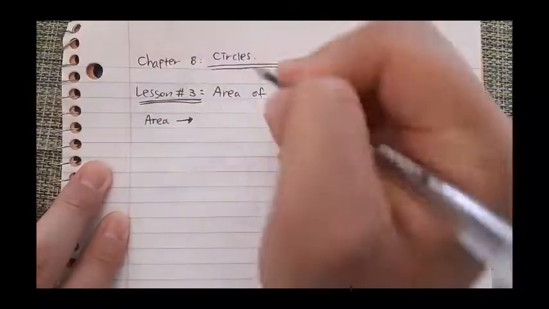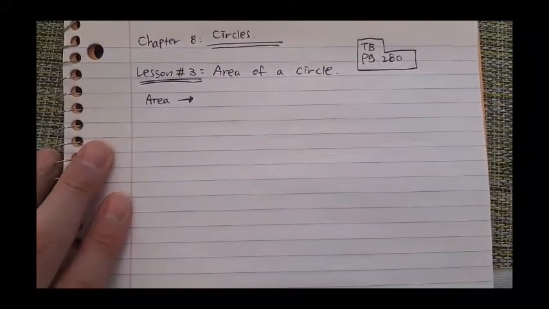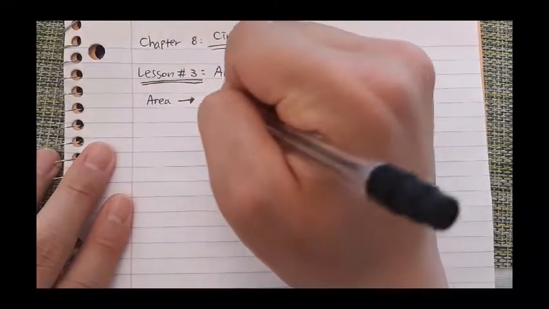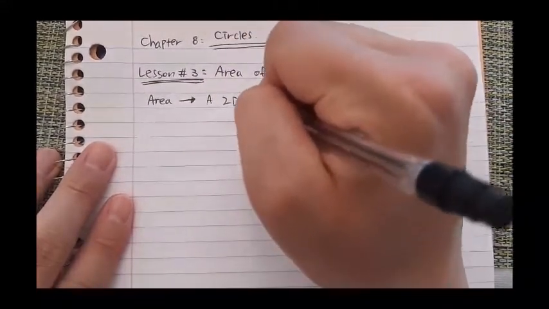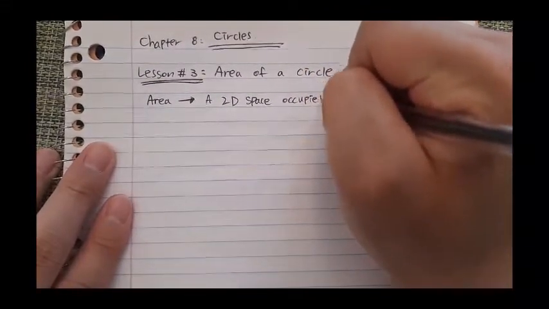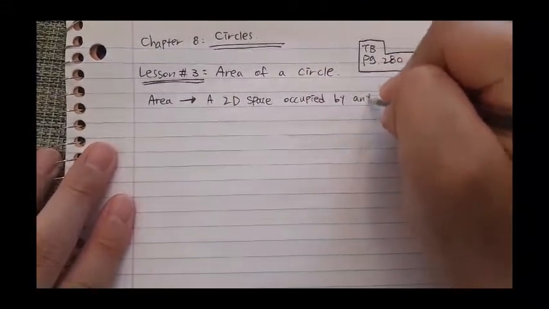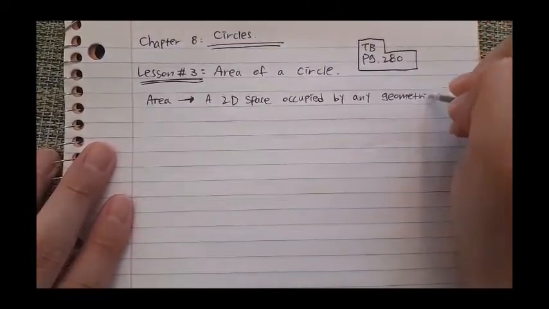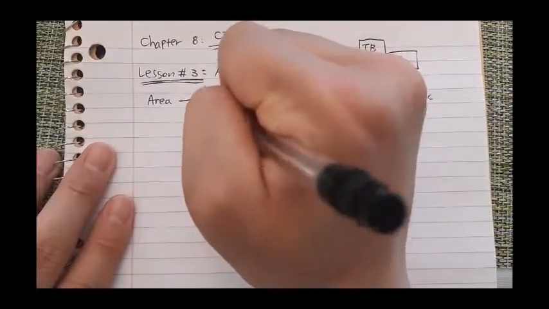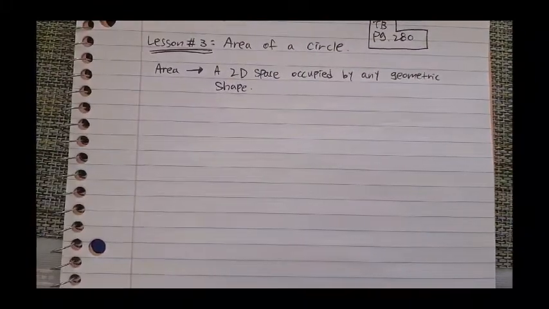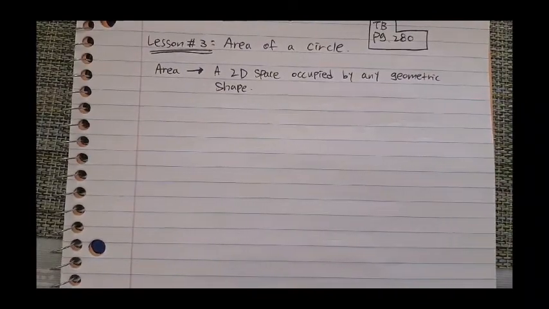I know we learned about triangle area, parallelogram area, those kinds of areas. Area is basically the two-dimensional space occupied by any geometric shape. So if we think about a circle, that means anything inside of the circle. Basically, that's what it is.